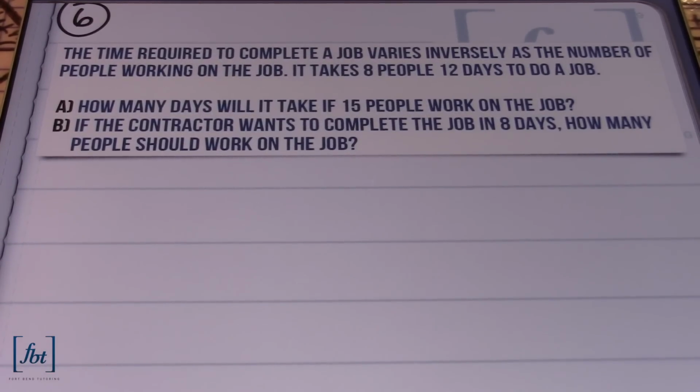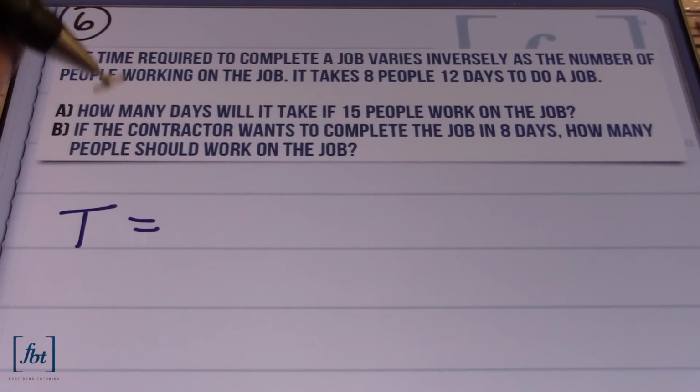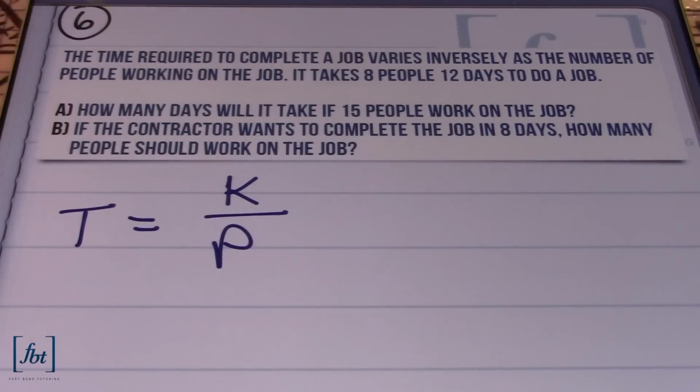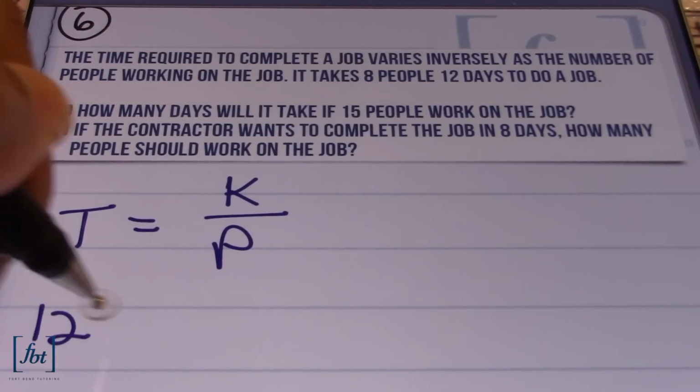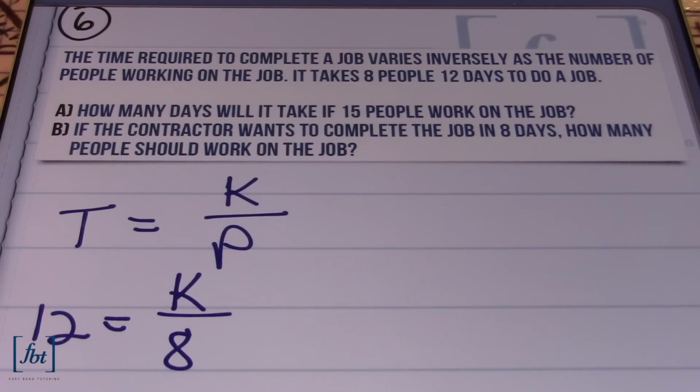From our original prompt, the setup would look just like this. I'm going to use T for time, and I'm going to write our setup as T equals K divided by P, which is going to be the number of people that we need to complete the job. So taking into account our given information, we can replace T with 12 and P with 8 because in our problem it says it takes 8 people 12 days to do a job. So let's go ahead and solve for our constant of variation. So I'll go ahead and say 12 equals K divided by 8.